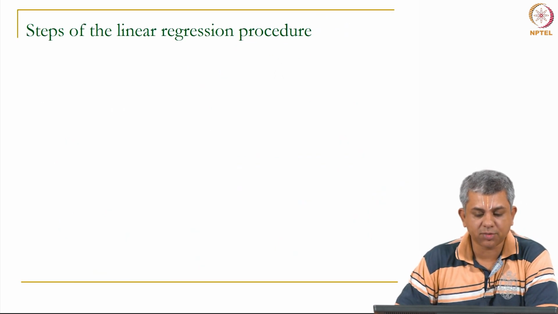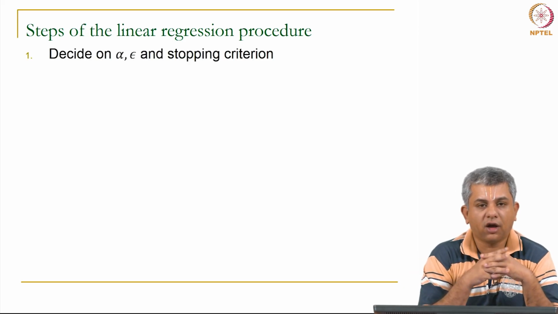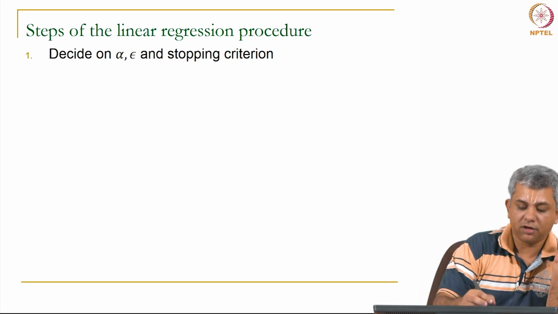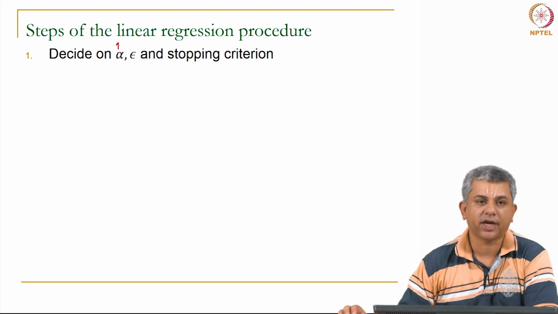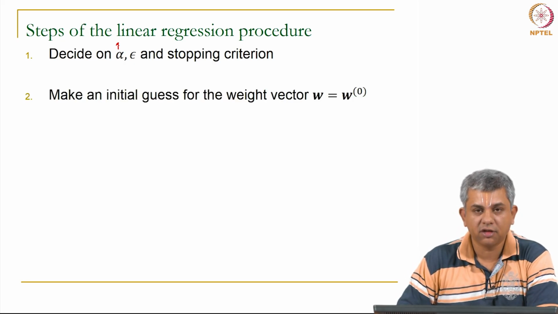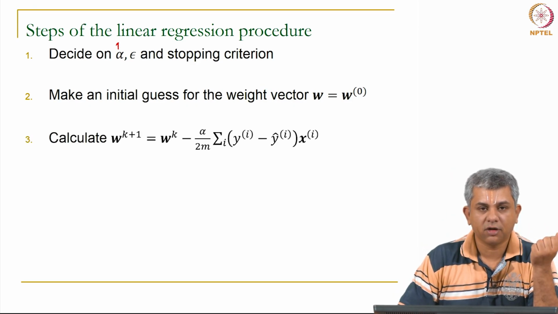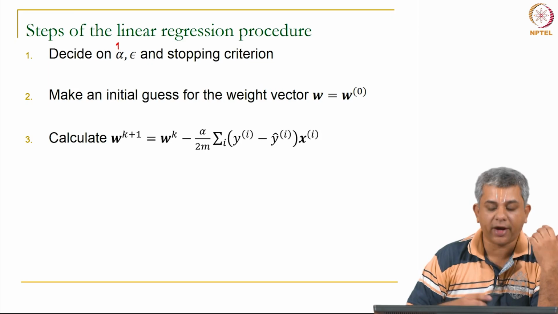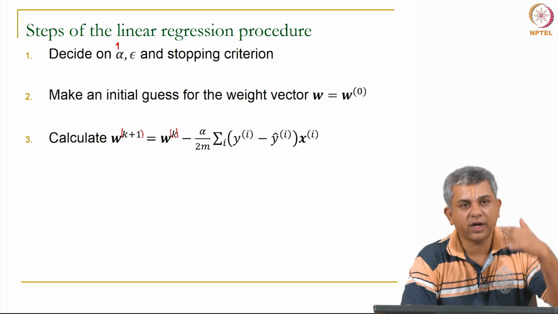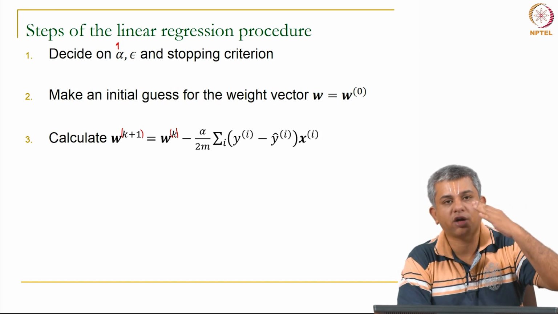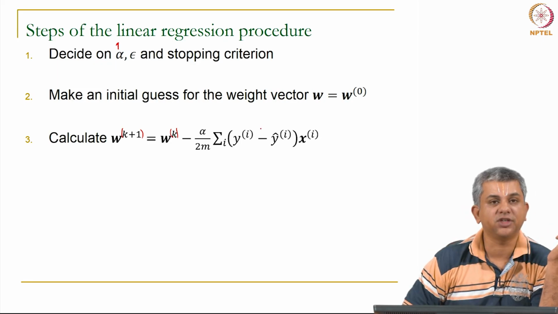So, what are the steps of the linear regression procedure? We first decide on our learning rate. Remember, learning rate is required for gradient descent, and we also have to decide on what our stopping criterion is. We will make an initial guess for the weight vector. Then systematically you will calculate the next iteration. Now that you have one weight vector, one guess for w naught and w 1, you will make another guess. How do you guess this? By using the formula that we just derived.